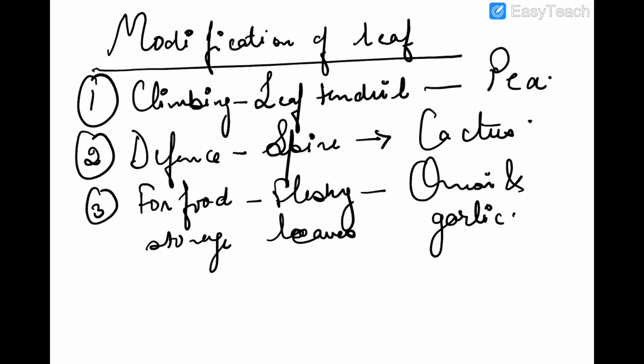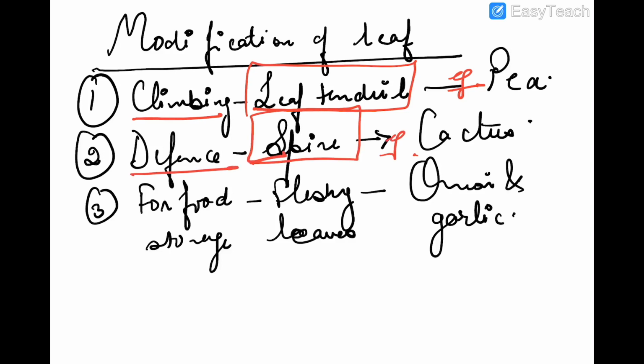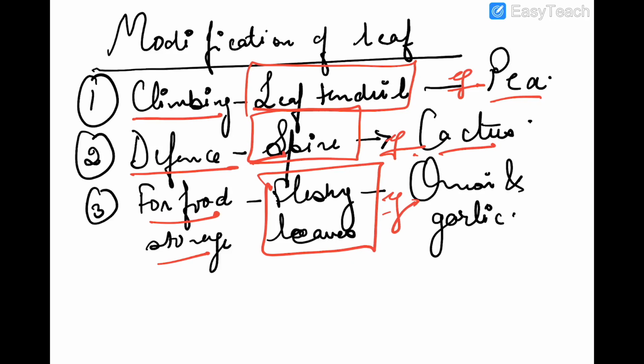So there are three modifications of leaves. For climbing, that is leaf tendril, the example is pea. Second modification is spine, which is for defense, example is cactus. And third modification is fleshy leaves for food storage, and example is onion and garlic. So here we end the topic of leaf.